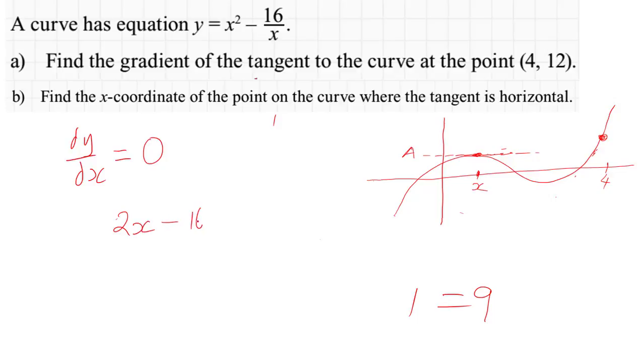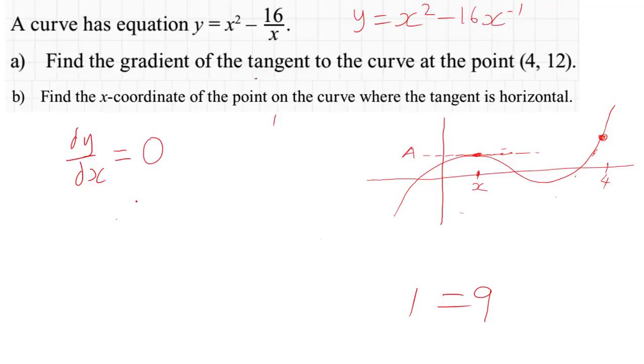Minus 16 x to the power of... just do that again. I've forgotten what it was. Just going to do that again. So the first thing we did earlier was to write this in another way. So I've got y equals x squared minus 16 x to the power minus 1.